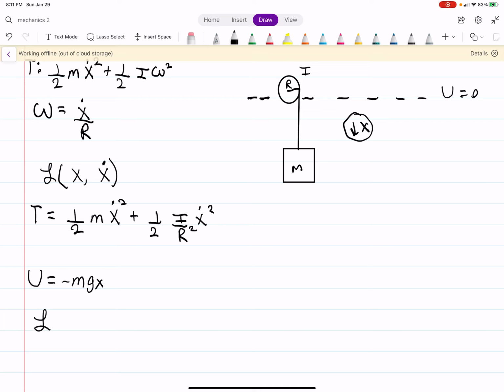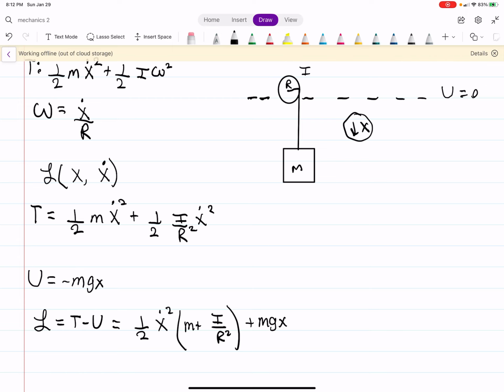And then our Lagrangian, which is just the kinetic energy minus the potential energy, is going to be 1/2. Let's see, we can factor out the 1/2 from this. We can also factor out an x dot squared. And we're left with m plus I over r squared. And then plus mgx when we add our potential energy term to that.